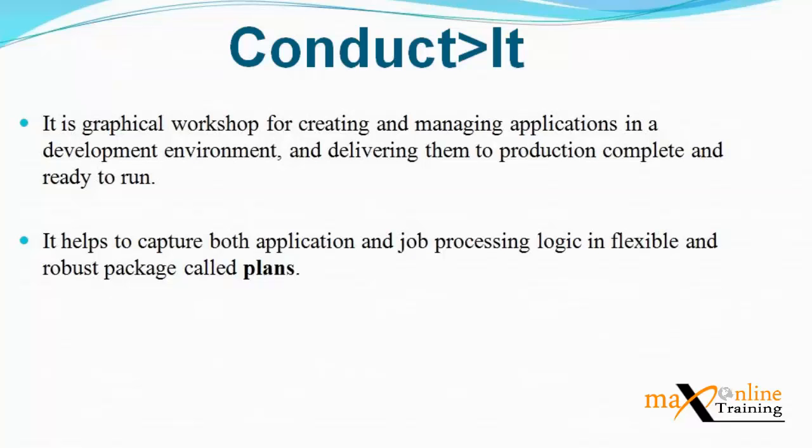So instead of specifying different graphs one by one as jobs and then maintaining the job dependencies in your Control-M, you can put all your dependencies in your plan itself, and you can use a job from Control-M to call that plan. So all the internal dependencies will be taken care of in your plan itself. That's what this line means: it has to capture both application and job processing logic in a flexible and robust package. We have our application logic, like what we use in our graphs, and then we have our job processing logic, meaning which job runs next. Both are included under this particular package called Conduct IT.